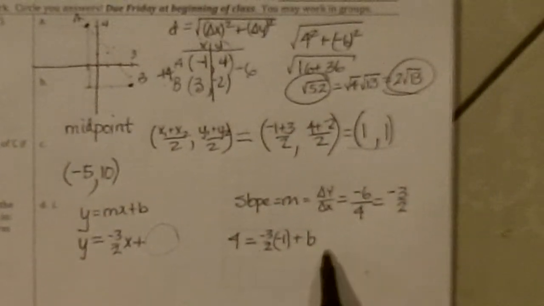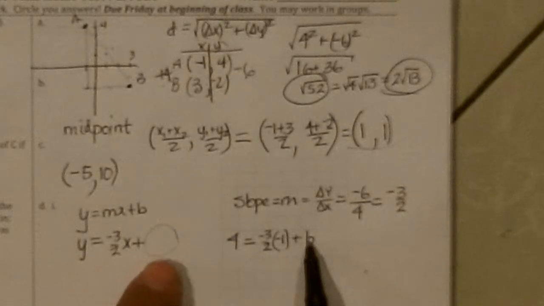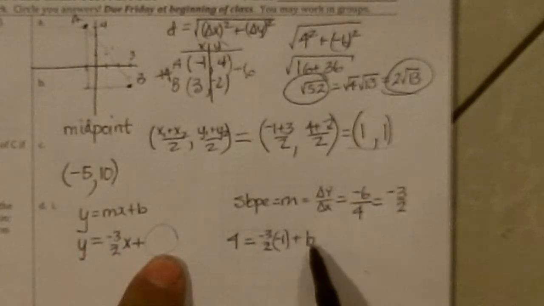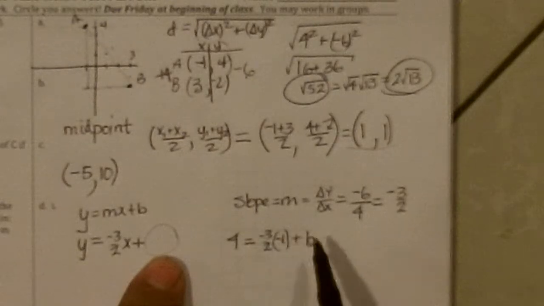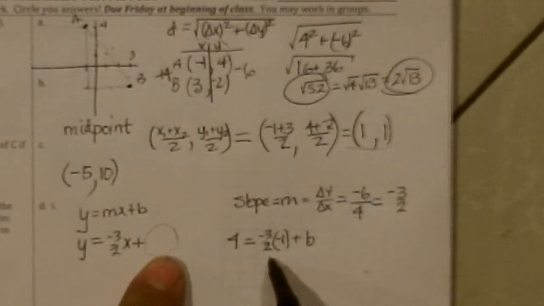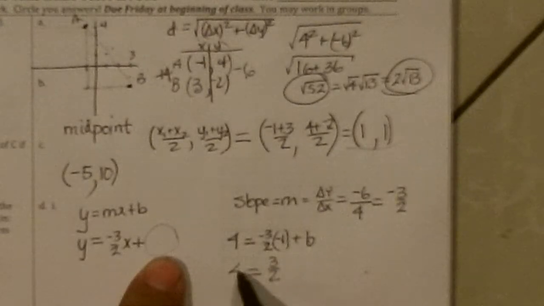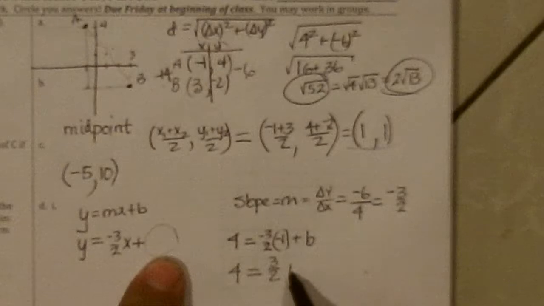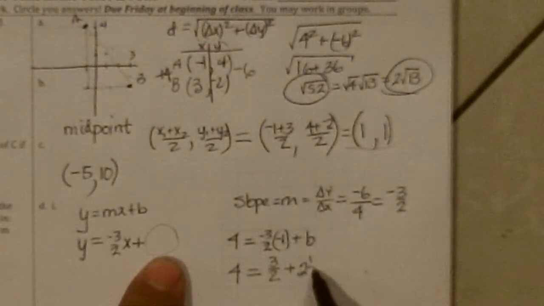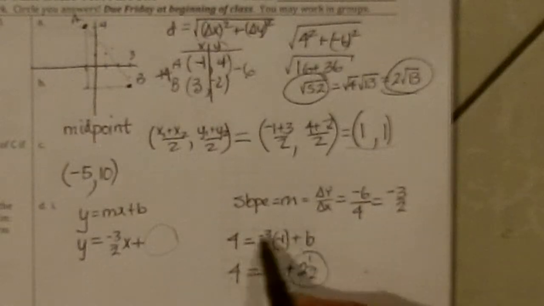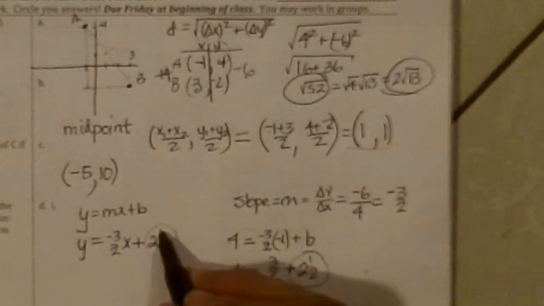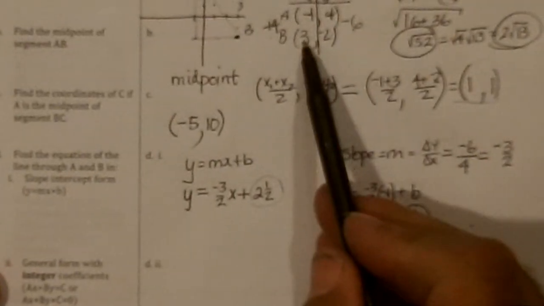Now, I should be able to solve that and figure out what the something is that I have to put in here that makes it work for all points. So, minus 1 times minus 3 halves is plus 3 halves, which is 1.5. 1.5 plus 2.5 will make 4. So the something for this point has to be 2.5. Let's see if that also works for the other point.